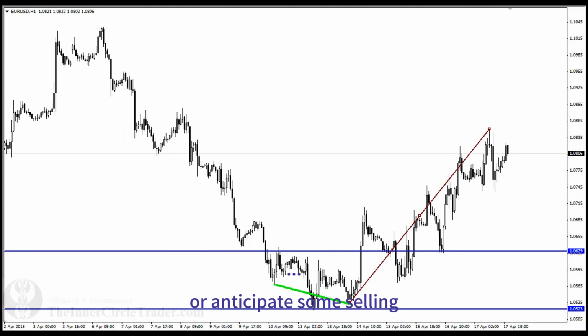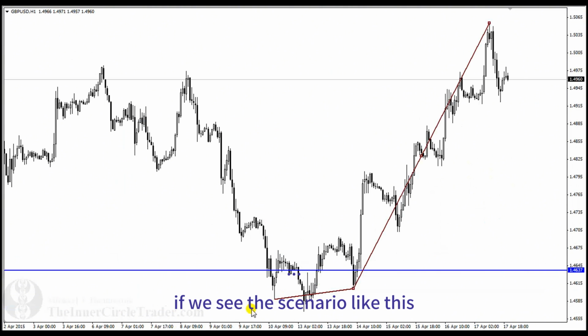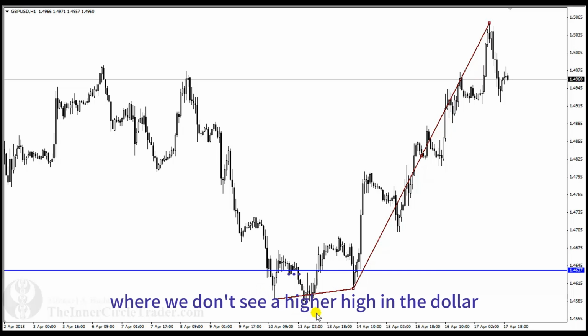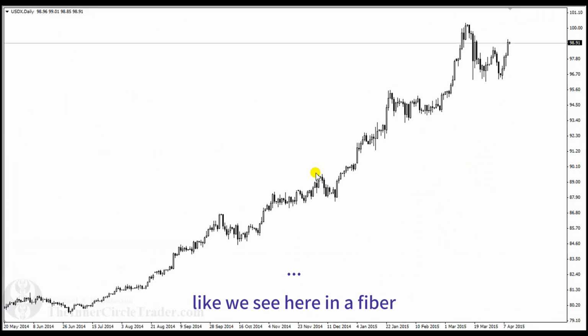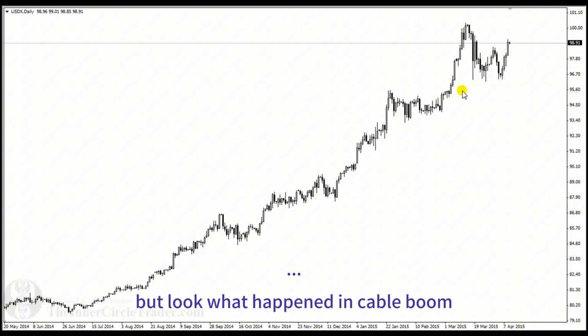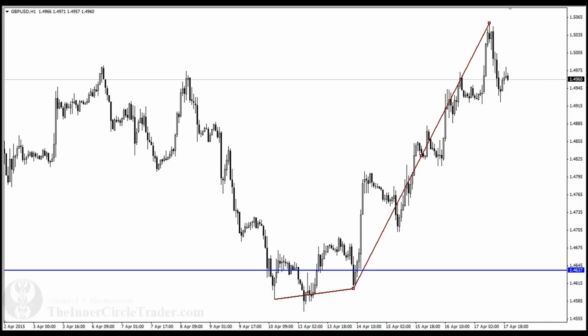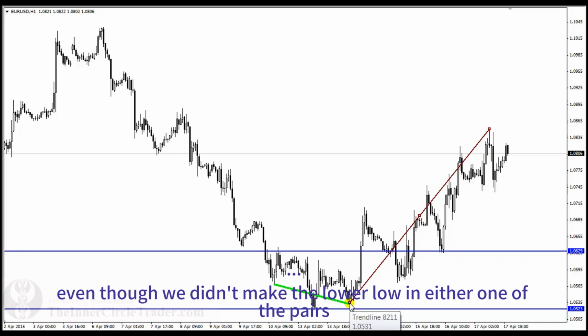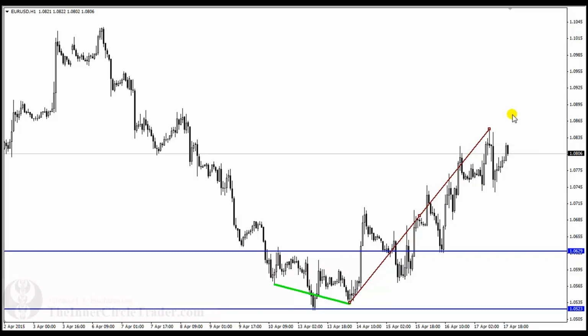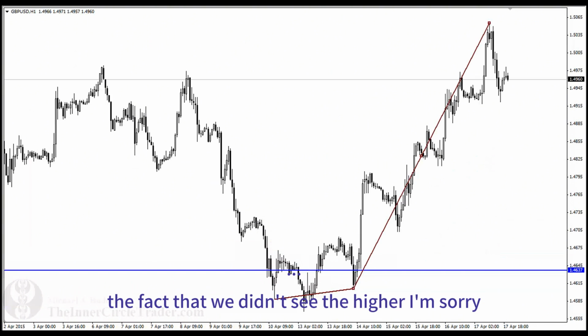There is a crack in the correlation, even though we didn't make the lower low in either one of the pairs, respectively. The fact that we didn't see the lower low in cable here that we saw in fiber is a huge indication that there was a lot of buyers in the British pound and sellers of the dollar. Even though the fiber moved up in sympathy, and yes, it would have been a profitable trade to hold that, the laggard is the fiber and the leader is cable.